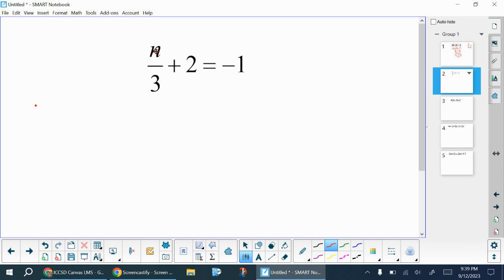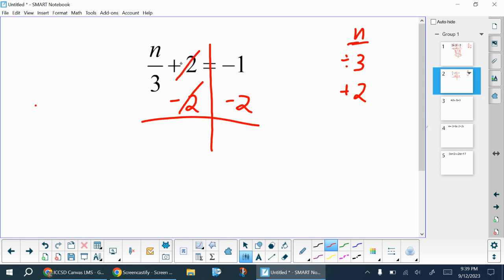So if I look at this one, n is being divided by 3, then we're adding 2. So I'm just going to make a note of that. You obviously don't have to do this. It's being divided by 3, and then we're adding 2. So when we want to solve this equation, we're just going to go backwards through the steps. The opposite of adding 2 is subtracting 2. So I'll do that, and it'll cancel those out. Plus 2 and minus 2 are opposites.